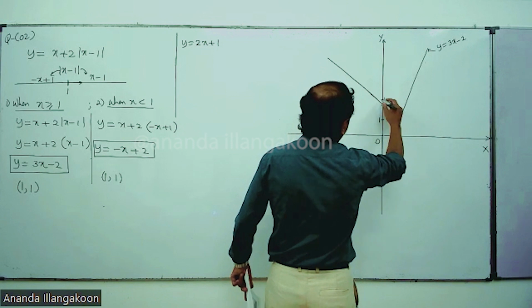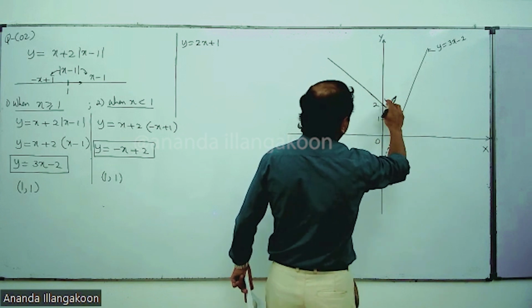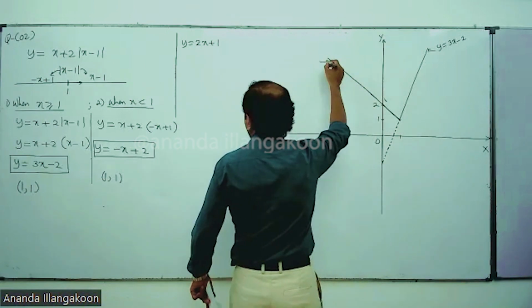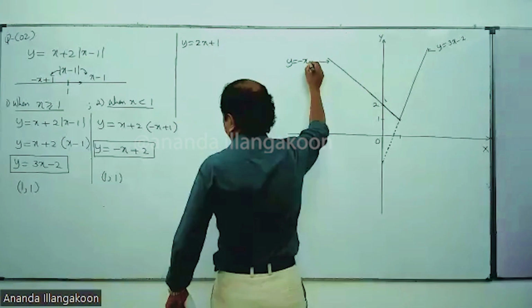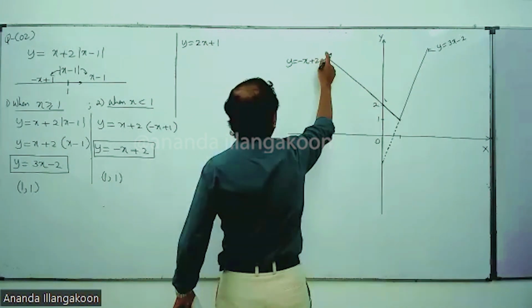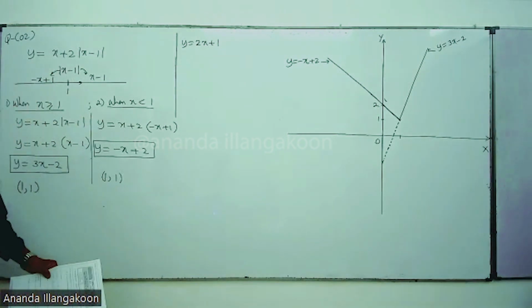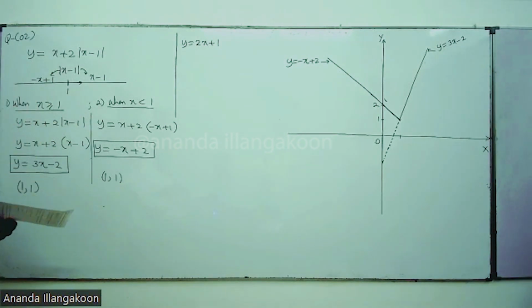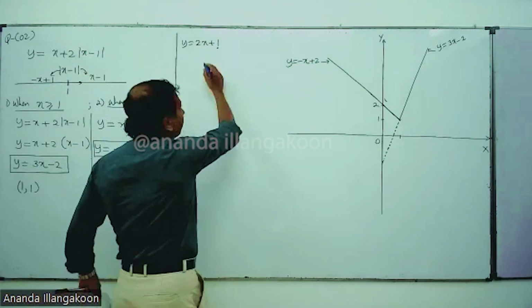This is 2, right? This equation is y equals minus 6 plus 2. Okay. Now this line, y equals 2x plus 1. Intercept is 1. That means this line passes through this point.